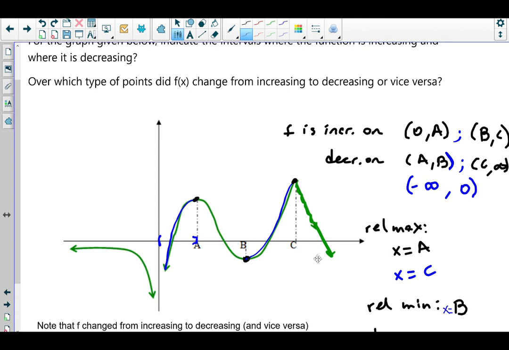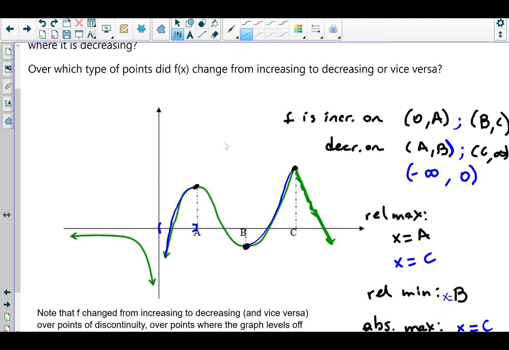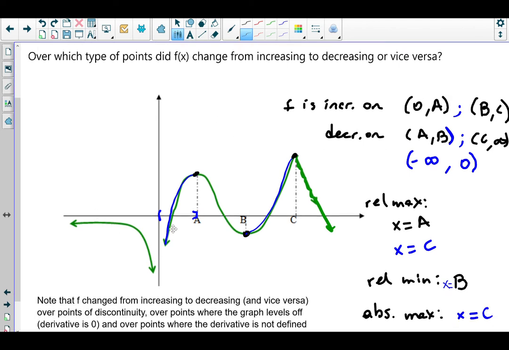Another question here is, over which type of points did f of x change from increasing to decreasing or vice versa? Notice it was decreasing here, started increasing there. That's a point of discontinuity. That was an asymptote there. So over a discontinuity, f can change from increasing to decreasing or vice versa.